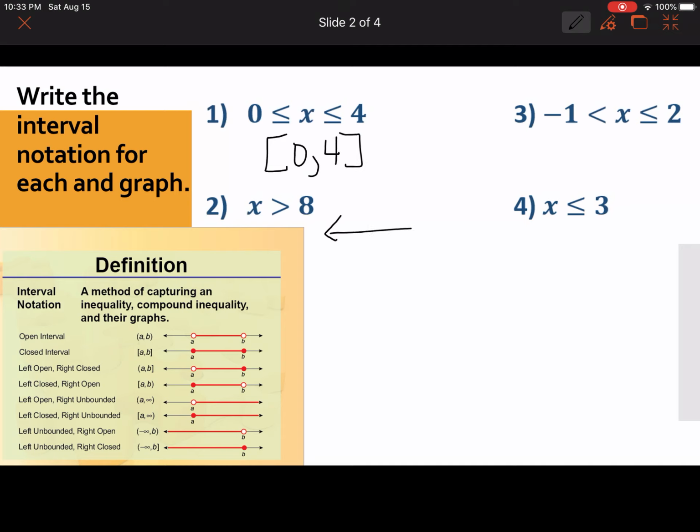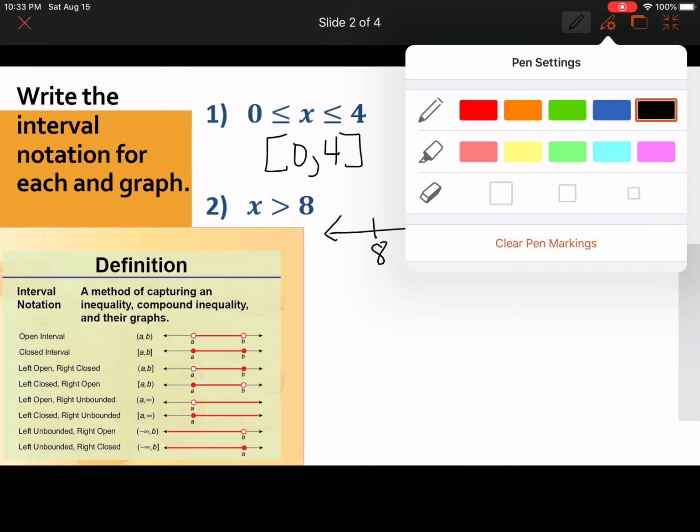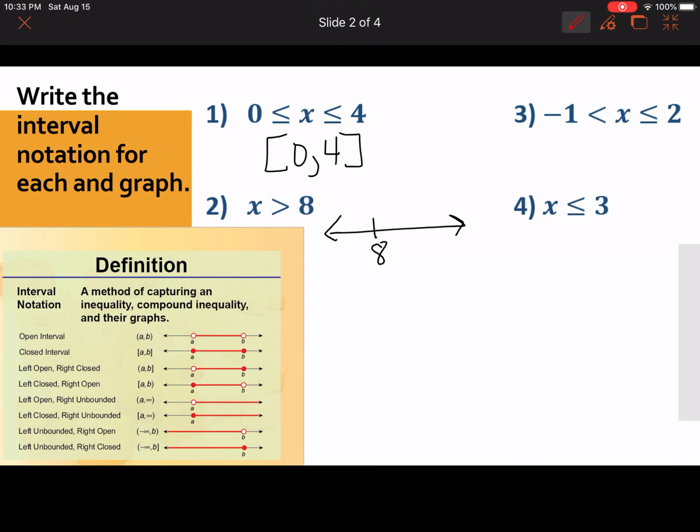Question 2 says x is greater than 8. It's not equal to, so that's really important. So it does not have a closed circle, it's open. And because it's greater than, it's going towards infinity. So the way we would write that would be 8 gets a parentheses because it's not equal to 8, and it's going towards infinity. Infinity always gets a parentheses.